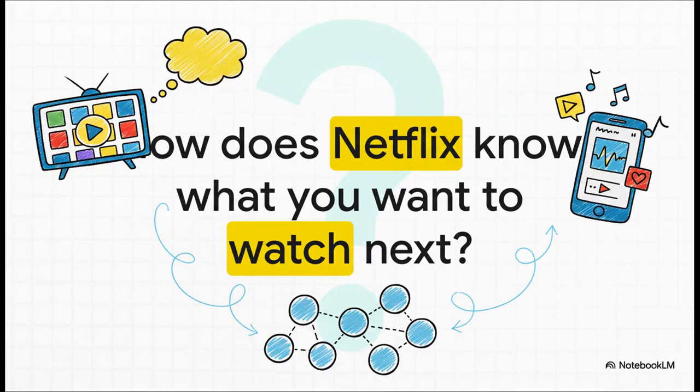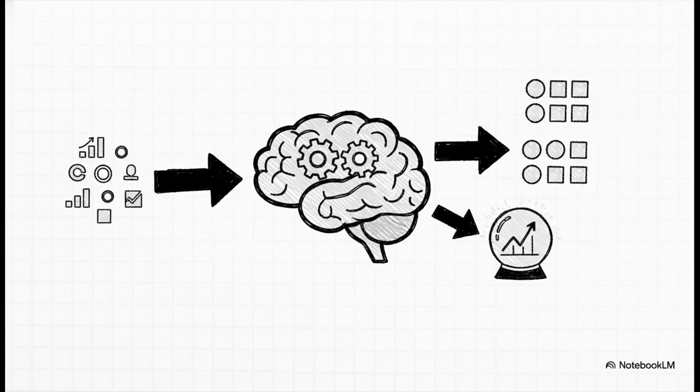I mean, really think about that for a second. You finish your show, and boom, there it is, a recommendation that is just spot on. How does that happen? Or your Spotify playlist that just seems to read your mind. What's going on there? The answer to all of this is machine learning.